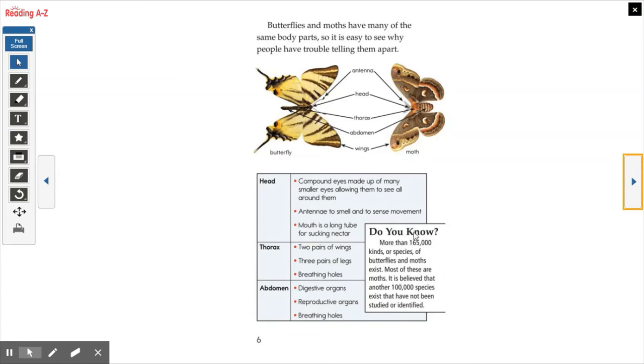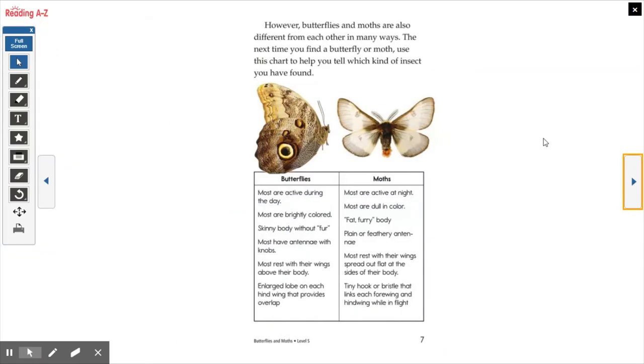And here's another text box. Do you know more than 165,000 kinds or species of butterflies and moths exist? Most of these are moths. It is believed that another 100,000 species exist that have not been studied or identified, which means that we haven't even found them or discovered them or know anything about them yet, which is pretty crazy to think that there are moths flying around that we don't even know what they are.